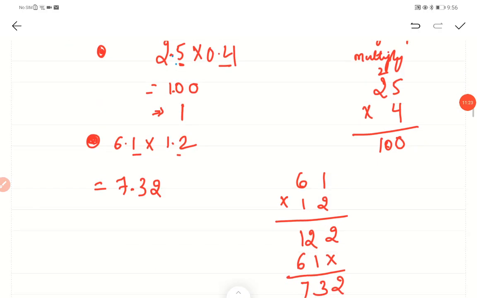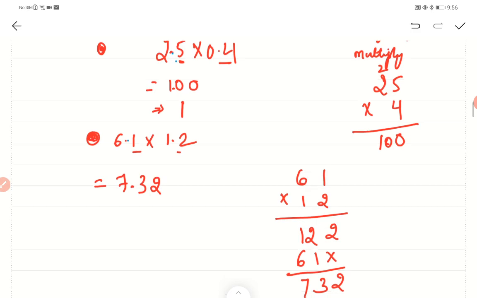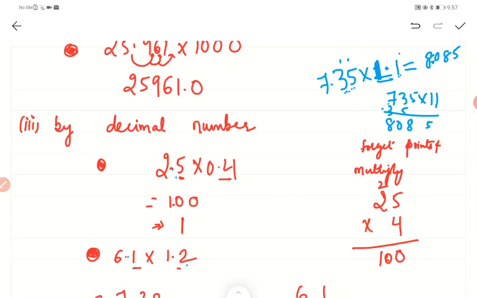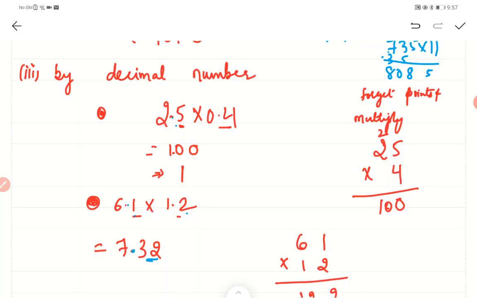I'll consider one more example. 6.1 multiplied by 1.2. What we did, we forget about decimal points and first multiply 61 with 12. If you multiply, you will get 732. Now, where do you place the point for 732? You have 1 and 2, so after 2 digits from right to left you place your decimal point. All right, this is how you do multiplication of two decimal numbers.